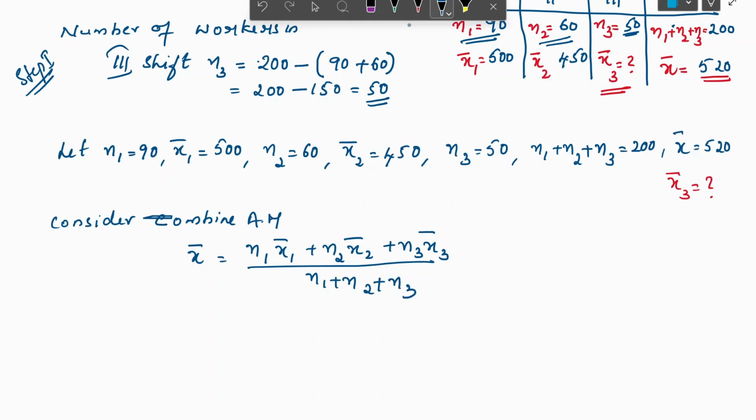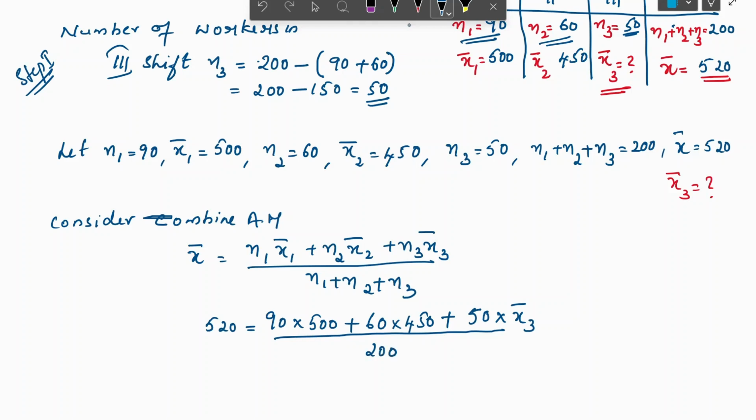Okay. Substitute: X bar is equal to 520, equal to N1 90 into 500 plus 60 into 450 plus N3 50 into X3 bar, which is what we want to find. We don't know the value of X3 bar, so we write it like that, whole divided by N1 plus N2 plus N3, that is given as 200. We can write this directly here.